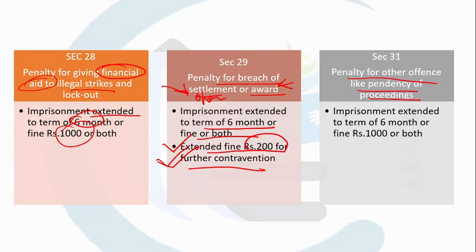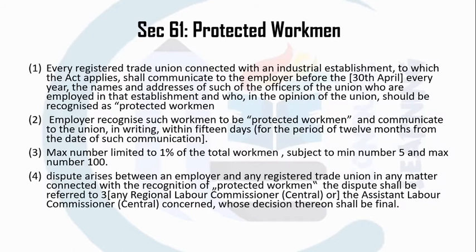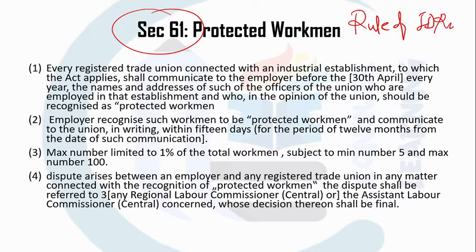So now if there are any proceedings pending and during that point of time you are going on strike, which is illegal, imprisonment of 6 months and 1,000 rupees fine or both. Clear? So these were the penalties. Very important is section number 61, which is given in the rules of industrial dispute rules. It is not in the act.